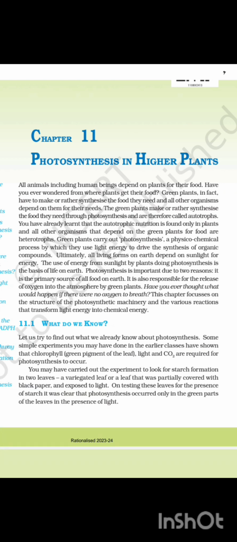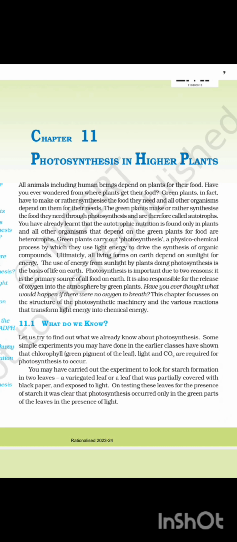Green plants carry out photosynthesis, a physico-chemical process by which they use light energy to drive the synthesis of organic compounds. Ultimately, all living forms on earth depend on sunlight for energy. The use of energy from sunlight by plants doing photosynthesis is the basis of life on earth.